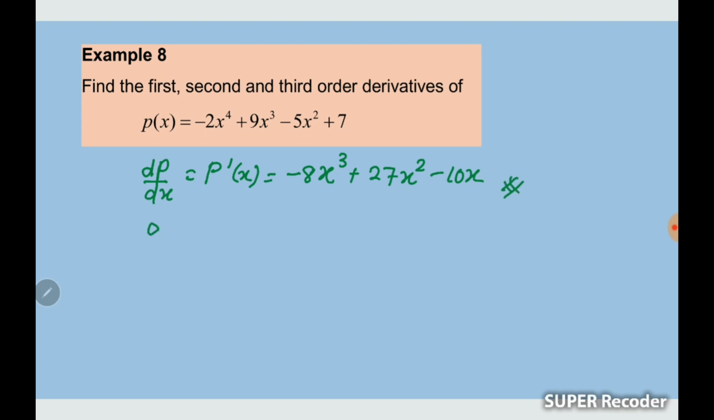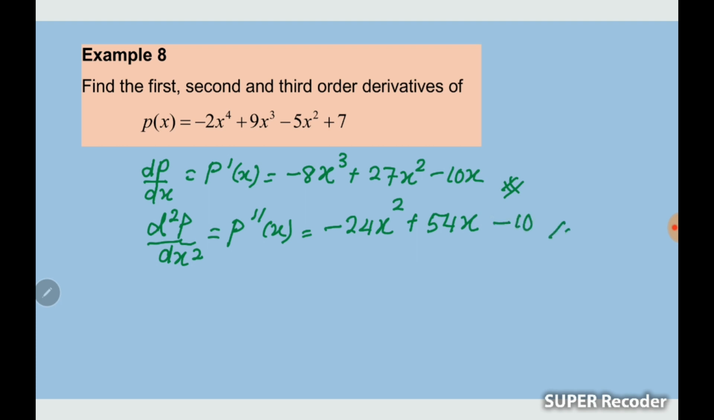What is the second derivative? For the second derivative of p, we will write d squared p dx squared, or you can write as p double prime x. Okay, so the answer is negative 8 times 3, negative 24 x squared, plus 27 times 2, 54 x. Differentiate negative 10x, negative 10. Okay, this is the second derivative.